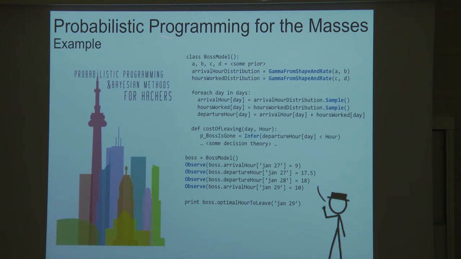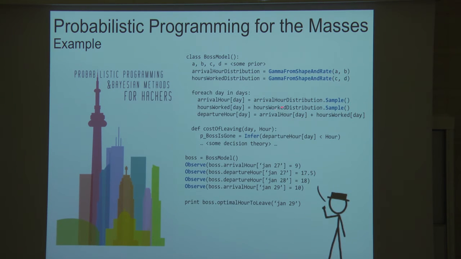Well, we're going to model a distribution over when the boss gets into work and how many hours in a day the boss works. We have some parameters here, A, B, C, and D, which don't worry about what they are. These will control some gamma distributions, which have some shape given by these parameters. Then each day, the arrival hour of the boss is drawn as a sample from this arrival distribution.